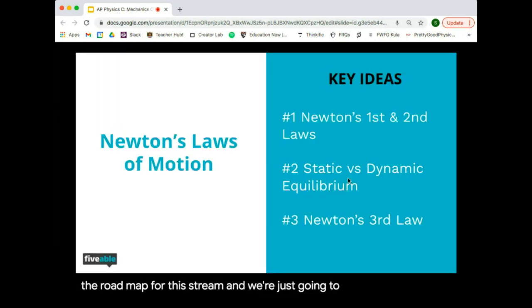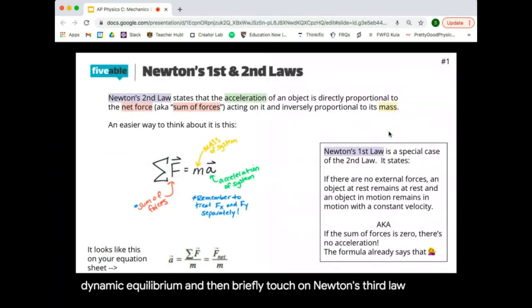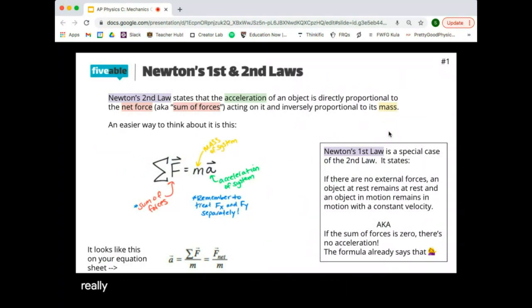And we're just going to go because, like I said, lots to do today. So first here, Newton's laws of motion. First key idea, we'll talk about the first and the second law. We'll talk about static and dynamic equilibrium, and then briefly touch on Newton's third law. So first and second law, really, this is just the second law because Newton's first law is just a special case of Newton's second law. So first, let's just talk about what it is and how it works.